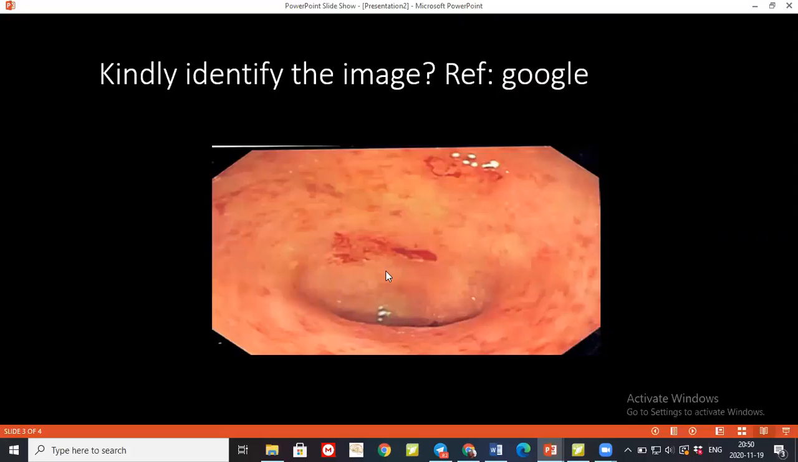When a colonoscopy is done, how would you differentiate it from Crohn's disease? This is of another patient, colonoscopy. What do you see? There is ulceration in the colon, and this is more of a deep ulcer.